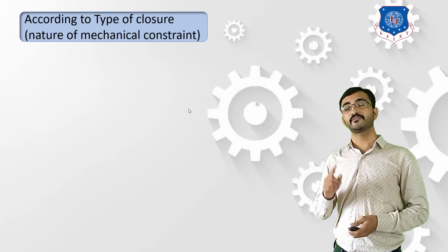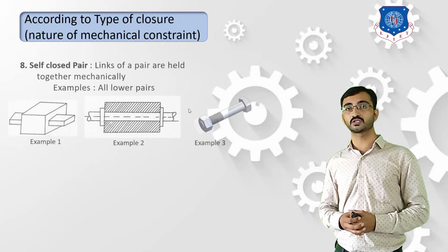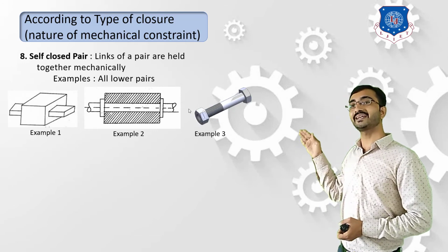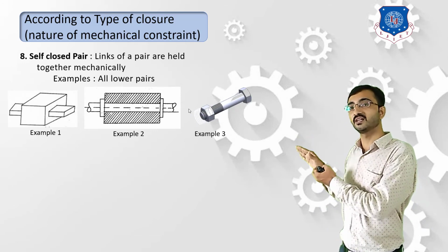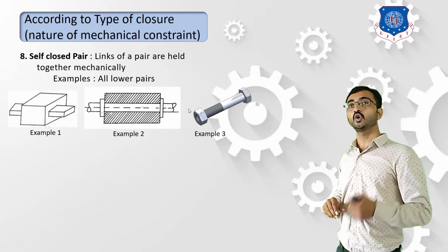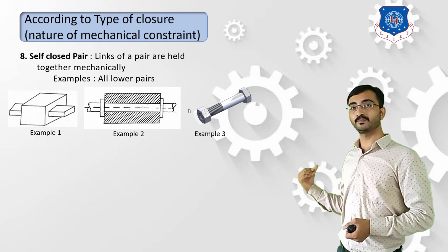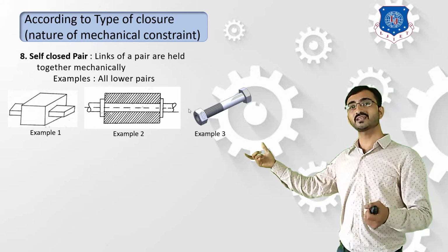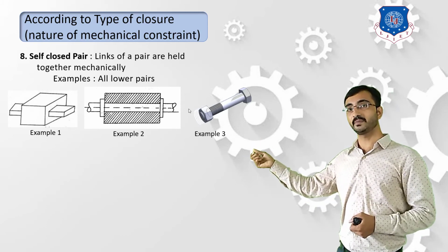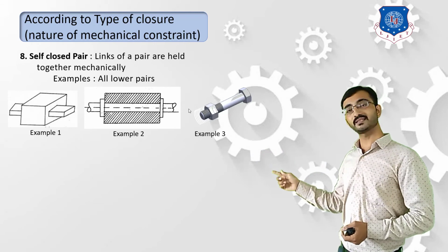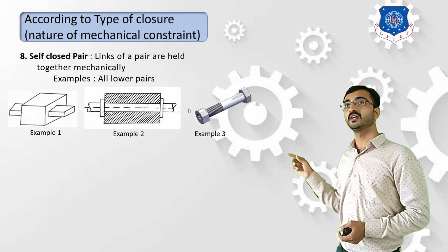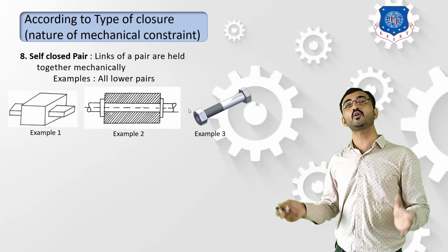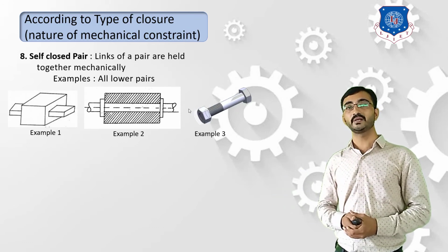So the third classification of kinematic pair. Now over here the first one is known as a self-closed pair. Self-closed means that these two components are connected by themselves, they are mechanically constrained. Over here you can consider this example. In example number 1, the design is made in such a way that they will always be in contact between them. Similarly, in example number 2 and example number 3, the design is made in such a way that they will always be in mechanical contact between them.